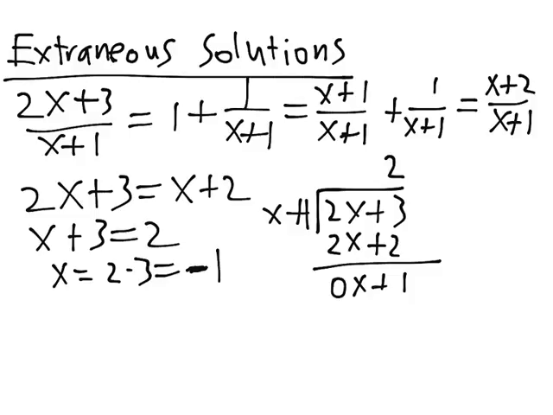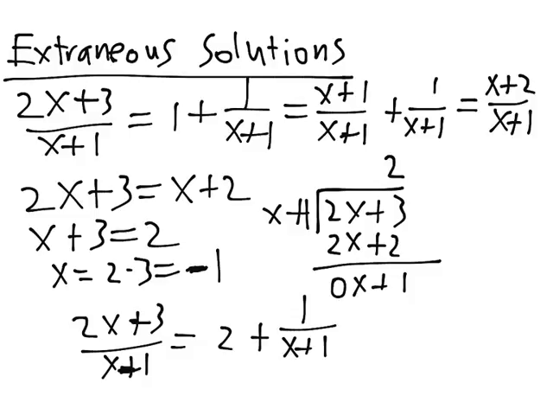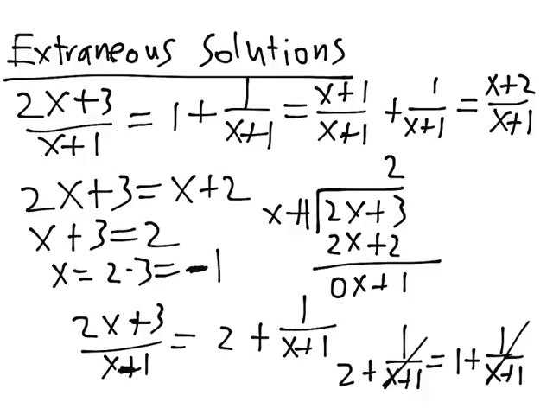a remainder of 1. Now this means that 2x plus 3 over x plus 1 is actually equal to 2 plus 1 over x plus 1. So our equation actually says 2 plus 1 over x plus 1 equals 1 plus 1 over x plus 1. Now you can see how these 1 over x plus 1 terms would cancel by subtracting them from both sides, leaving us with 2 equals 1, which is impossible. Here we've solved the equation without multiplying by any expressions containing x, which means that we did not produce any extraneous solutions.